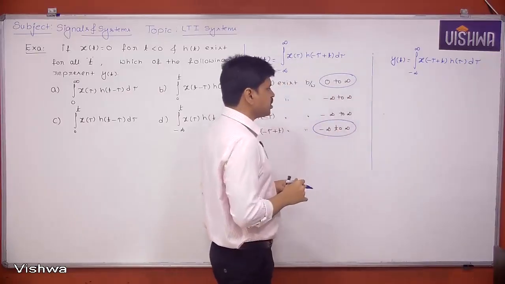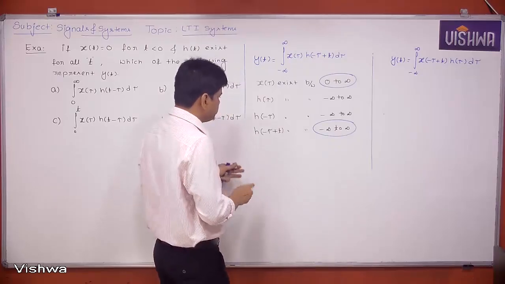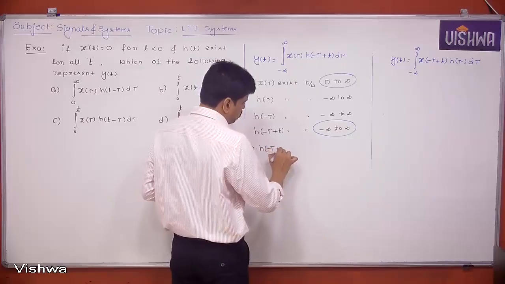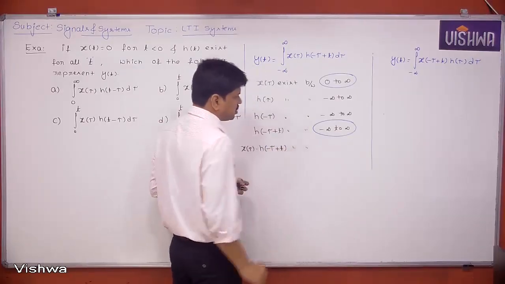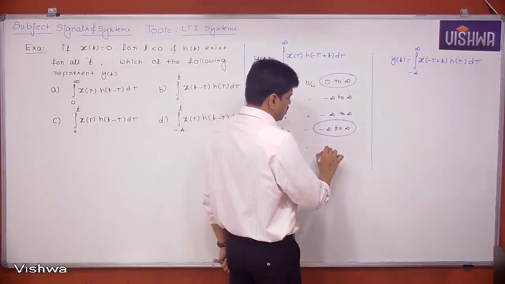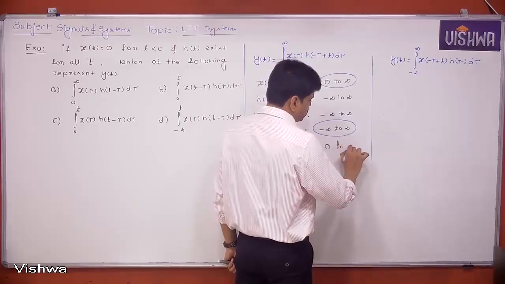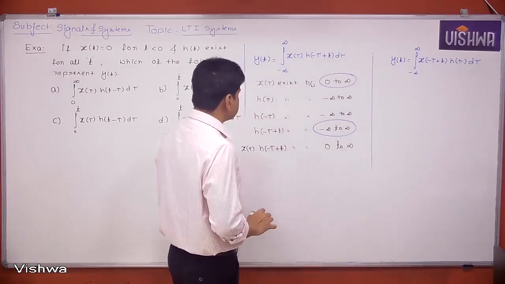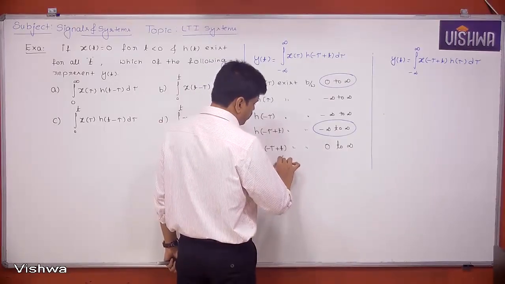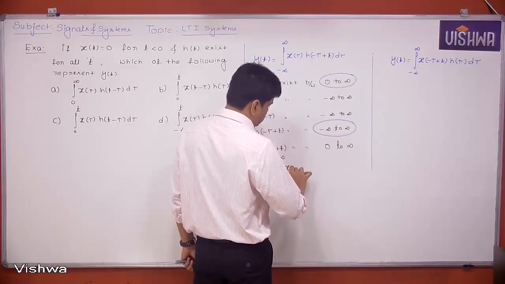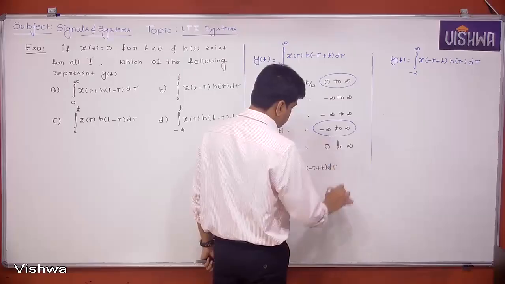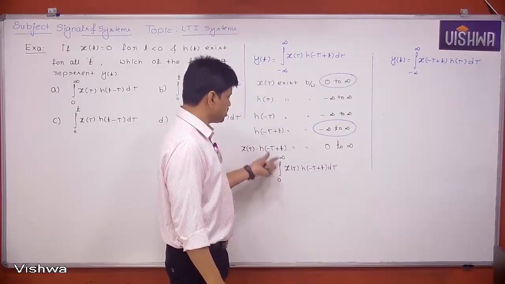In that, which one is the common limit? If I take x of tau multiplied with h of minus tau plus t, where it is existing, which one is the common limits between 0 to infinity and minus infinity to infinity? That is nothing but 0 to infinity. So if I try to write this integral y of t, we have to write 0 to infinity x of tau h of minus tau plus t d tau. So this is what we have to write. This is the limits for integration.